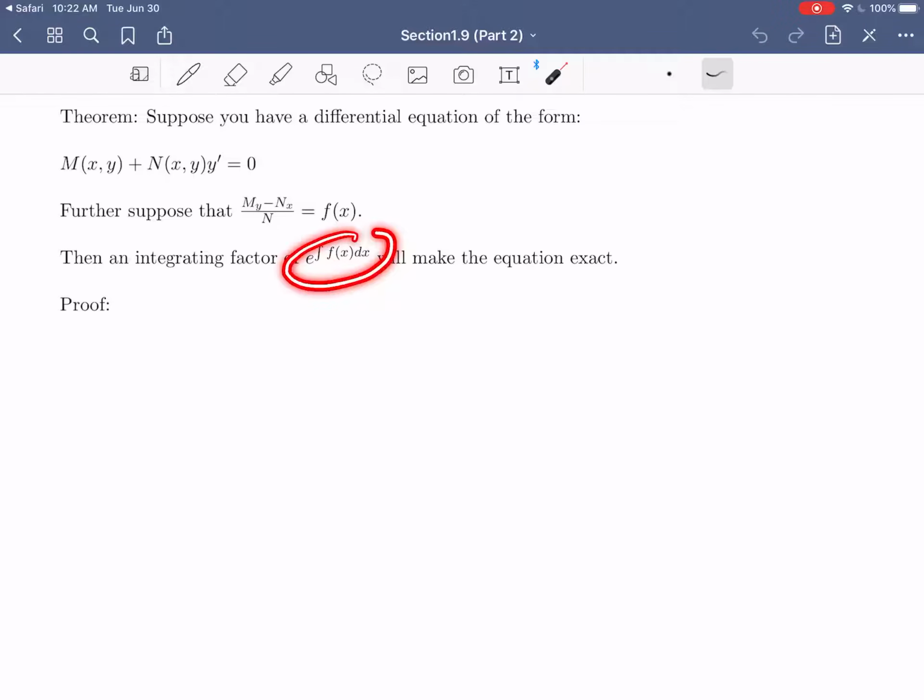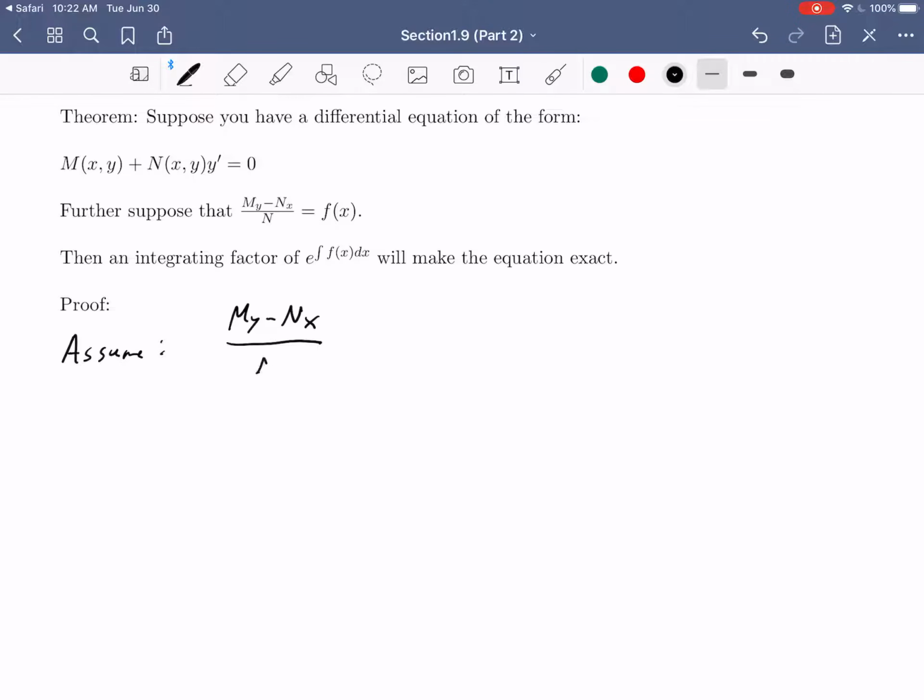In other words, by multiplying by this on both sides of the equation, you will create a differential equation that is an exact differential equation. So let's go ahead and try to prove this. To do this, we're going to assume that (M_y minus N_x) over N equals f of x. So we get to assume that this happens. If this doesn't happen, then this theorem doesn't apply, and we don't really have a good way of turning the equation into an exact one. So we're going to suppose that this is true.